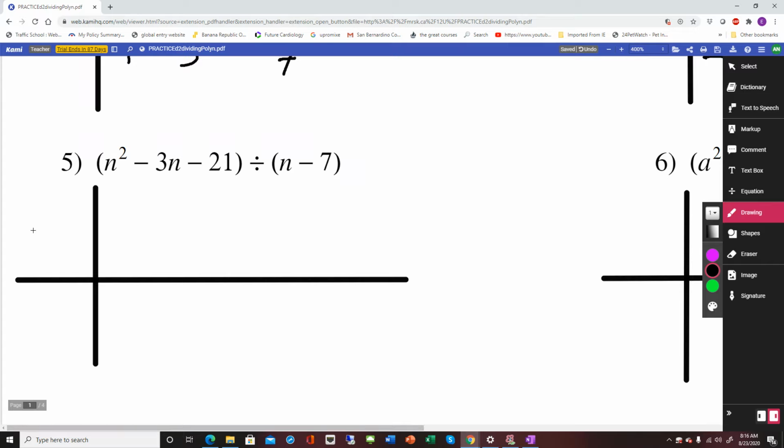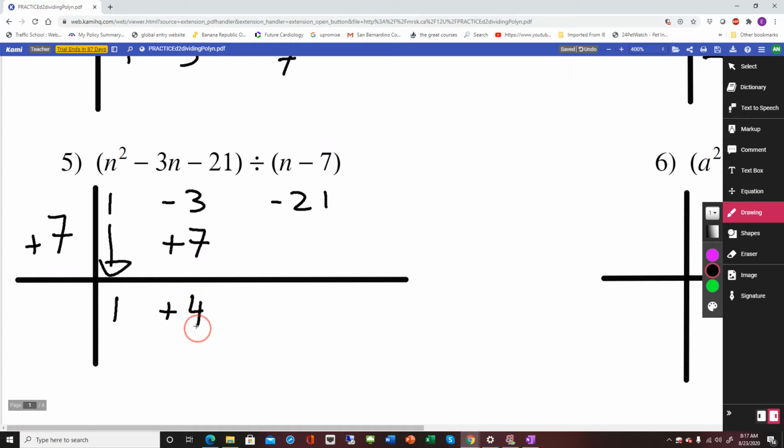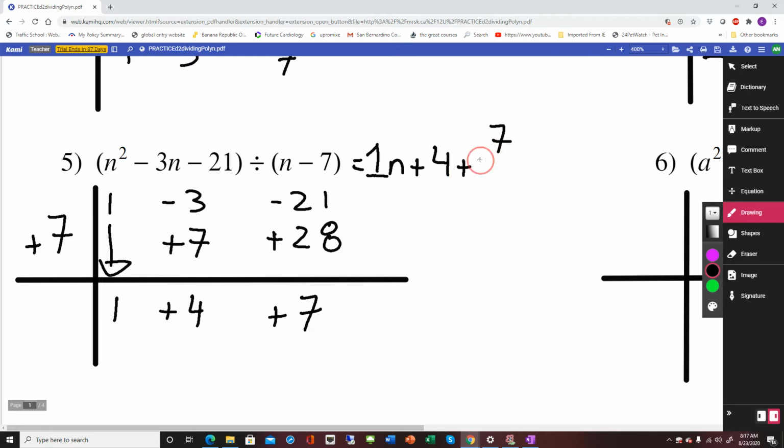So here, +7. I'm going to put a 1, -3, -21. So just bring this down. 1 times 7 is +7. 7 minus 3 is +4. 4 times 7 is +28. I add and I get +7. So my answer is 1n, working with n. 1n plus 4, and then plus 7 over my divisor, n minus 7.